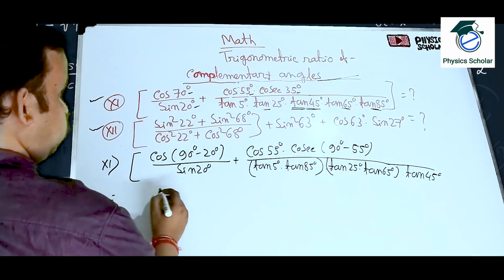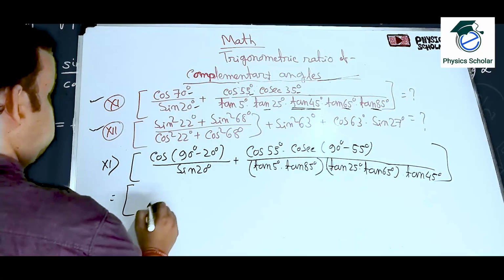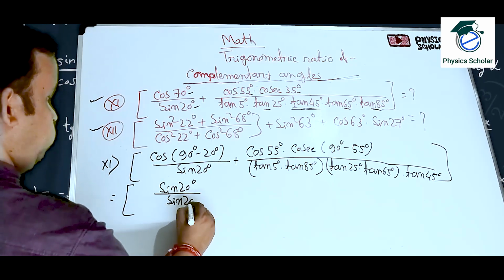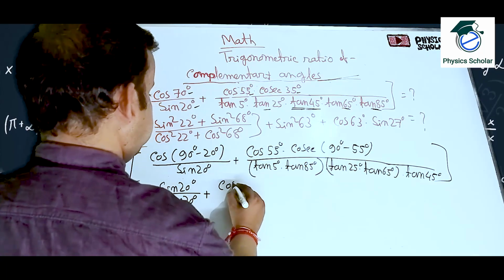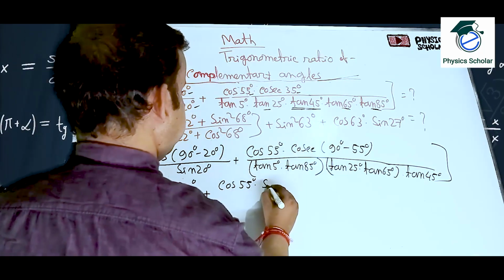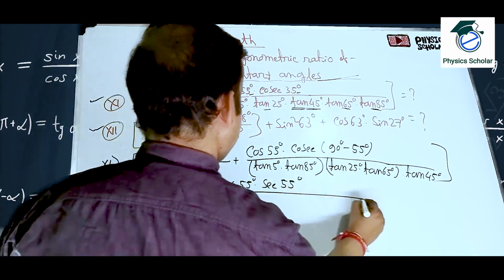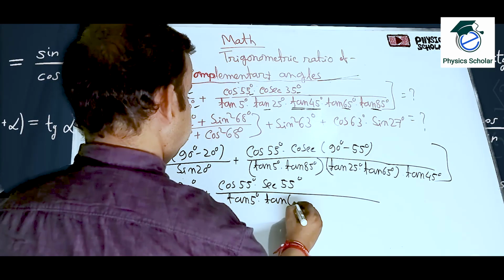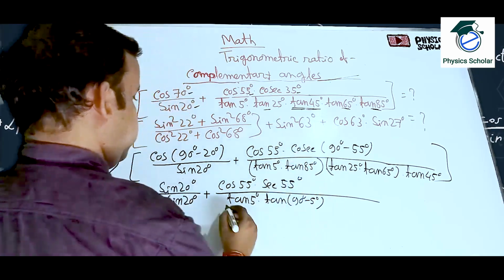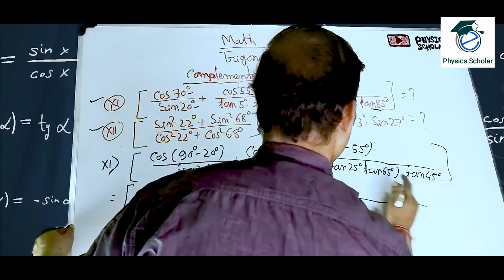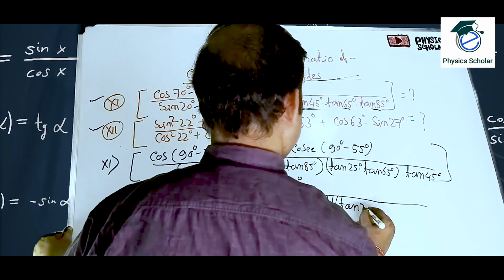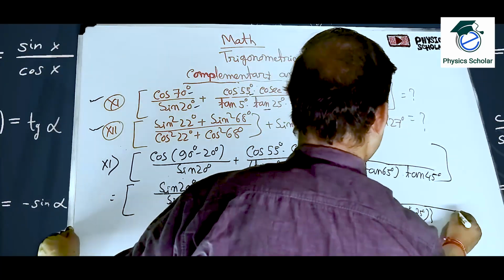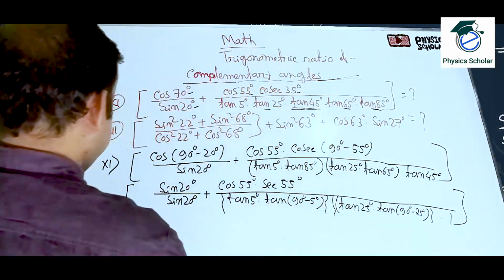So this is the third bracket closed. Cos (90 minus theta) means sin theta, so sin 20 degree divided by sin 20 degree, plus cos 55 degree into cosec (90 minus theta), which means sec 55 degree, whole divided by tan 5 degree into tan (90 minus 5), that means 85 degree, into tan 25 degree into tan (90 minus 25), that means 65, into 1. I am writing the value of tan 45. So this will be cancelled.